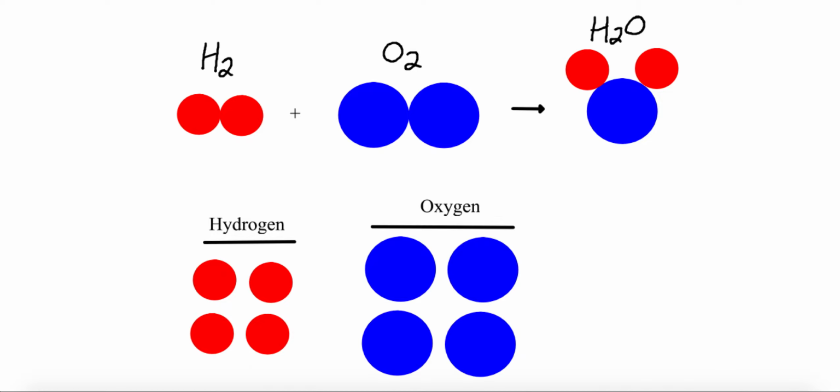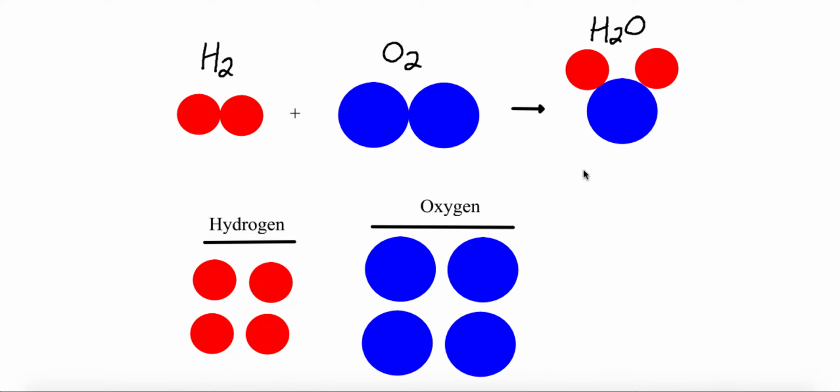If we take a look at this reaction, something seems a little off here. We have two atoms of hydrogen and two atoms of oxygen reacting, yet when we make a water molecule, we're missing an oxygen atom. Now, we all know the law of conservation of matter, that it can't be created or destroyed. So where exactly did this oxygen atom go? It can't just disappear into nothingness.